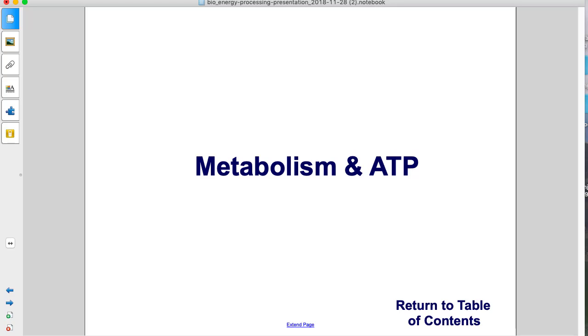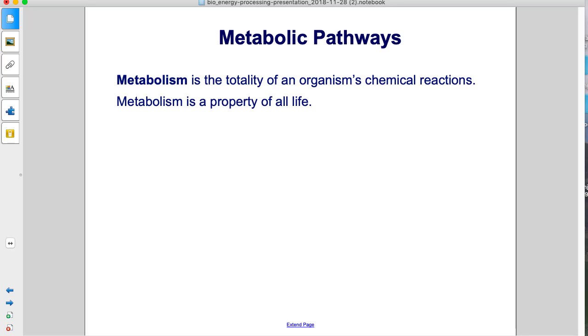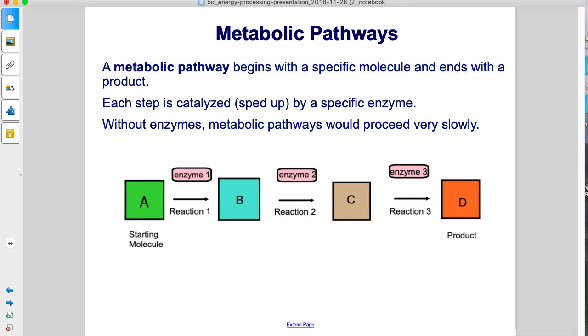So let's get started with metabolism and ATP. Metabolism is the totality of an organism's chemical reactions. Metabolism is a property of all life. A metabolic pathway begins with a specific molecule and ends with a product. Each step is catalyzed or sped up by a specific enzyme. Without enzymes, metabolic pathways would proceed very slowly.